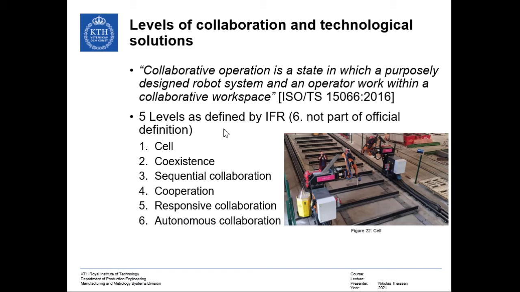There are 5 levels defined by the International Federation of Robotics. The first level is the cell level. The cell level is characterized through physical barriers which exist between the robot and the worker. The worker cannot enter the robot's working space. Cells are usually characterized by fences and interlocked barrier gates.